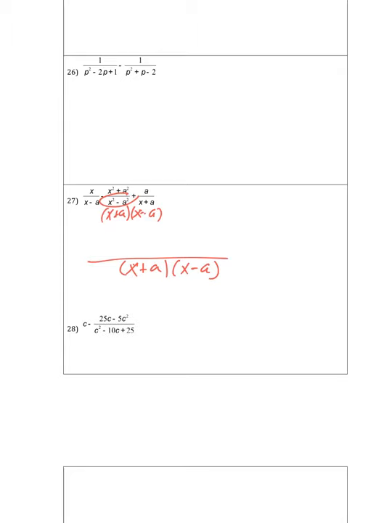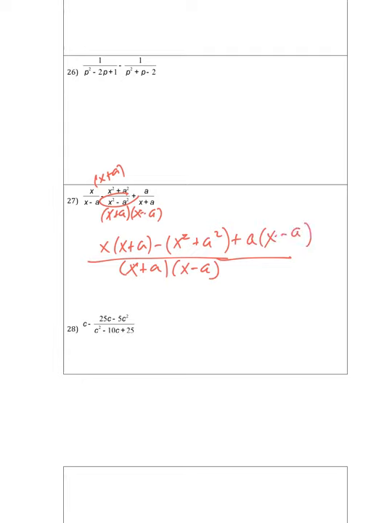Now the first fraction is missing the x plus a in the denominator, so I'm going to multiply times x plus a. So it'll be x times x plus a. The second fraction is missing nothing, so I'm just going to bring down minus, but remember this minus distributes into x squared plus a squared. And then the third fraction is plus, and I'm missing the x minus a, so I'm going to do a times x minus a.